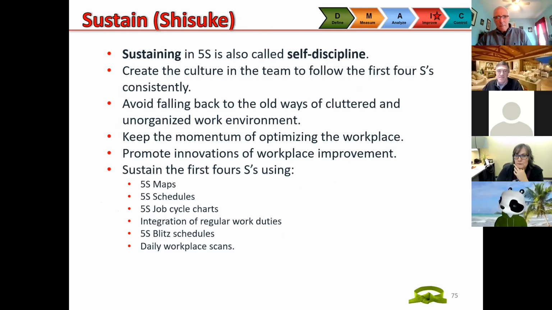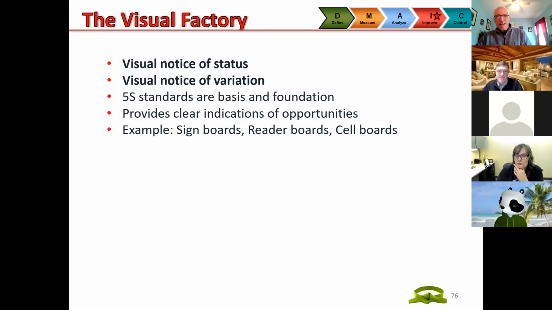The rest of the S's. So the visual factory, the concept there is I should be able to walk into any area and I know the status, right? I know if we're ahead, I know if we're behind. A lot of times it's boards that you'll see red and greens. But it's a way that when you walk out there, you don't really have to ask anybody.